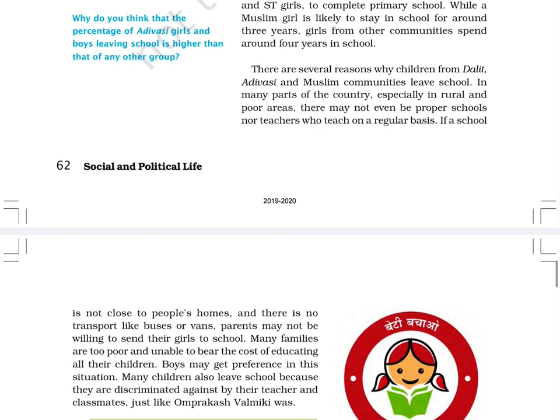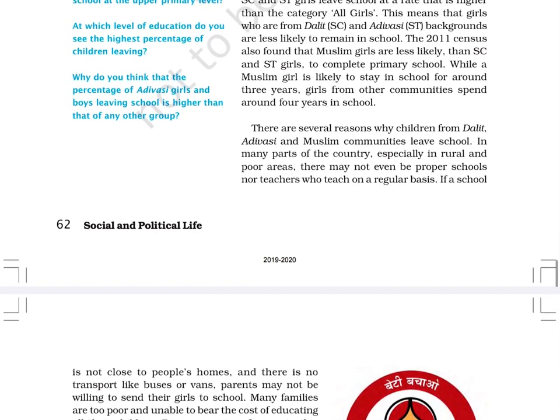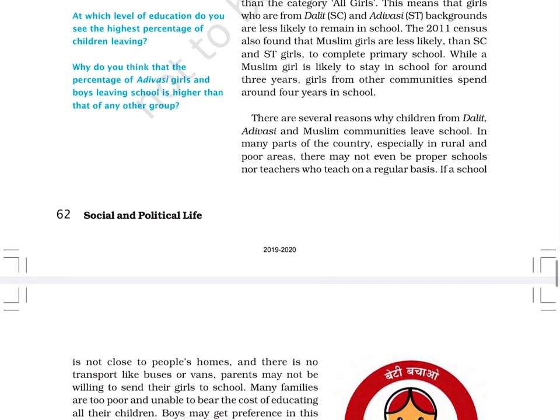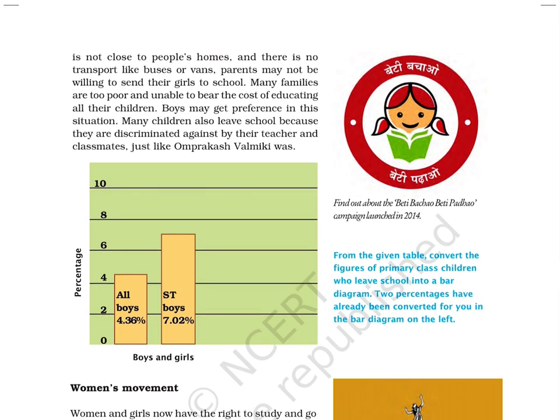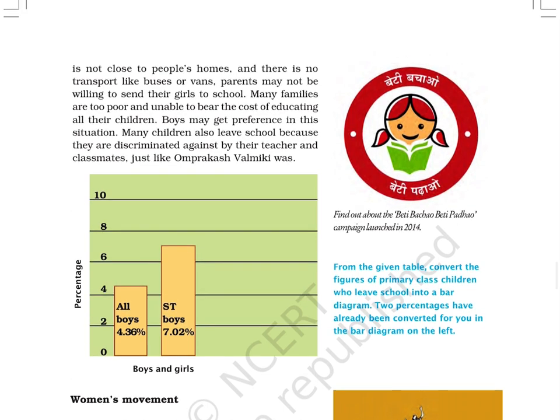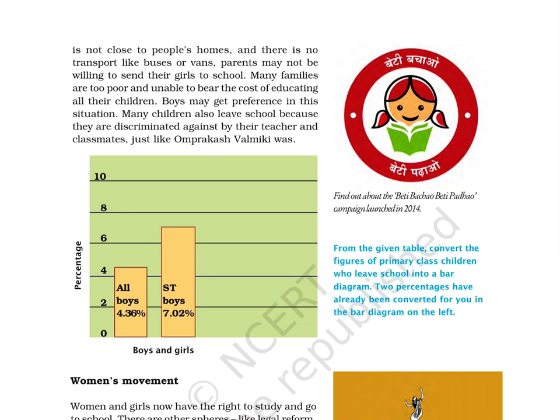From the given table, convert the figures of primary class children who leave school into a bar diagram. 2 percentages have already been converted for you in the bar diagram onto the left. There is a bar diagram given here on page number 63, in which 2 percentages have been converted. The categories of the converted percentages are all boys and ST boys. You have to convert the other percentages and draw it in the bar diagram.